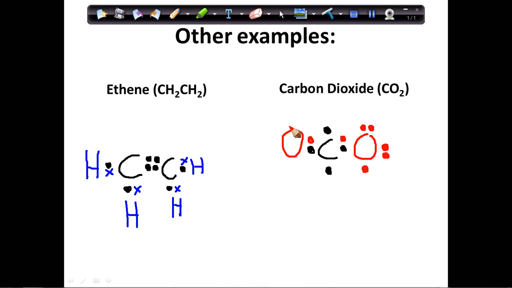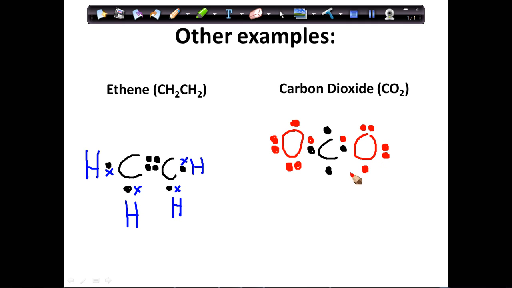So 1, 2, 3, 4, 5, 6. Okay, and you can see again, no one's quite happy here yet. Carbon's got an unpaired set of electrons at the top and the bottom. Even if we put those together, it would still only have 6 total electrons, so that's definitely not going to work. Oxygen's got 7 at the moment, so that still doesn't kind of work.